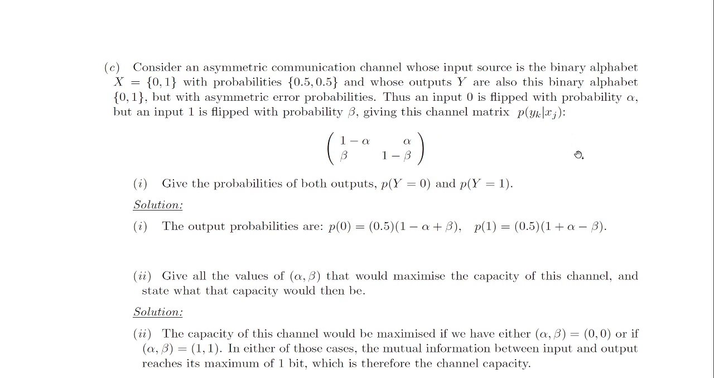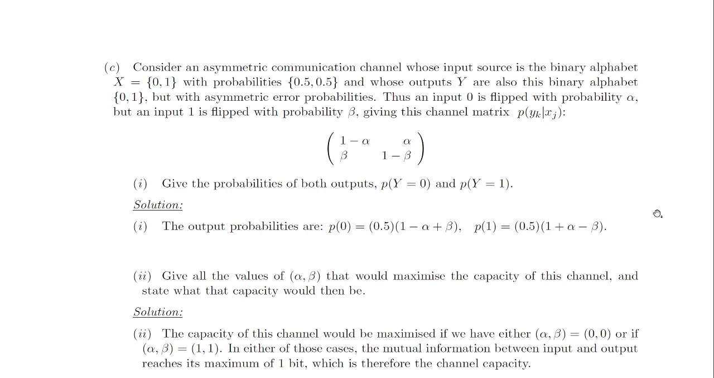And you're asked to do some calculations. First, give the probabilities of both of the outputs, namely that the output is 0 and 1, and those are easy to calculate just by considering the channel matrix with each probabilities. So 0 occurs with probability 1/2 of 1 minus alpha plus beta, and probability of 1 is 1/2 of 1 plus alpha minus beta. So you see the signs with which alpha and beta are combined are different for the two possible outputs.